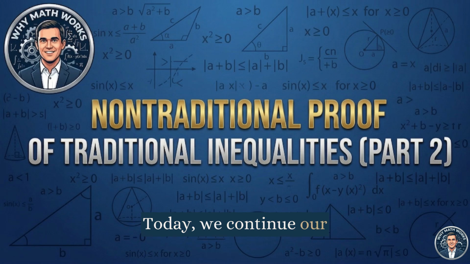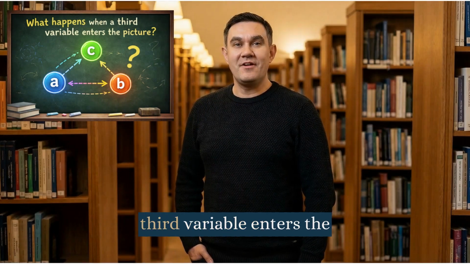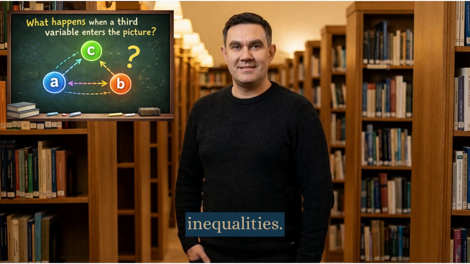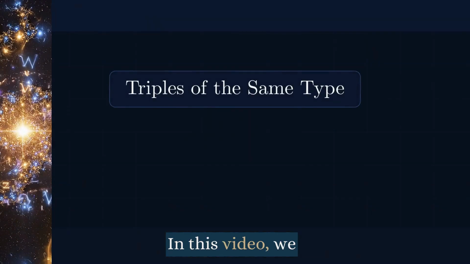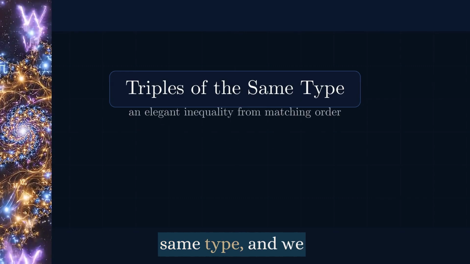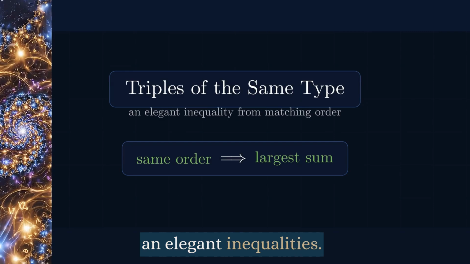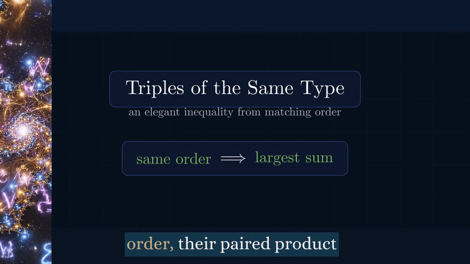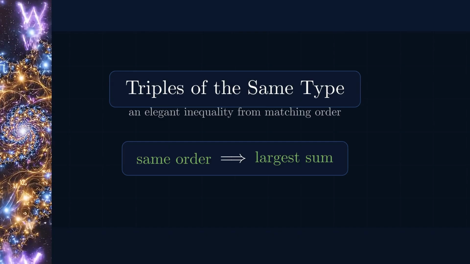Today, we continue our exploration of non-traditional proofs of traditional inequalities. What happens when a third variable enters the picture? Let's continue our journey into non-traditional proofs of inequalities. In this video, we introduce the idea of two triples of real numbers being of the same type, and we use it to prove an elegant inequality. When two triples are aligned in the same order, their paired product sum is the largest.